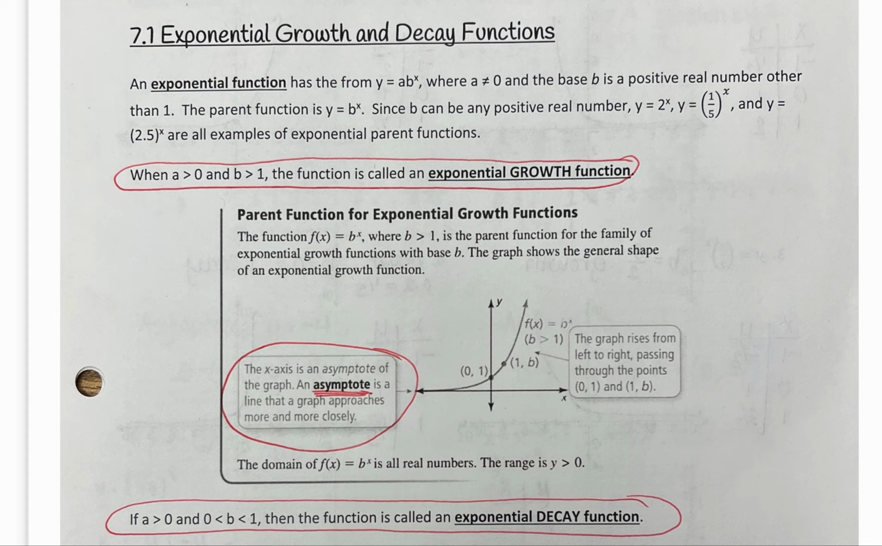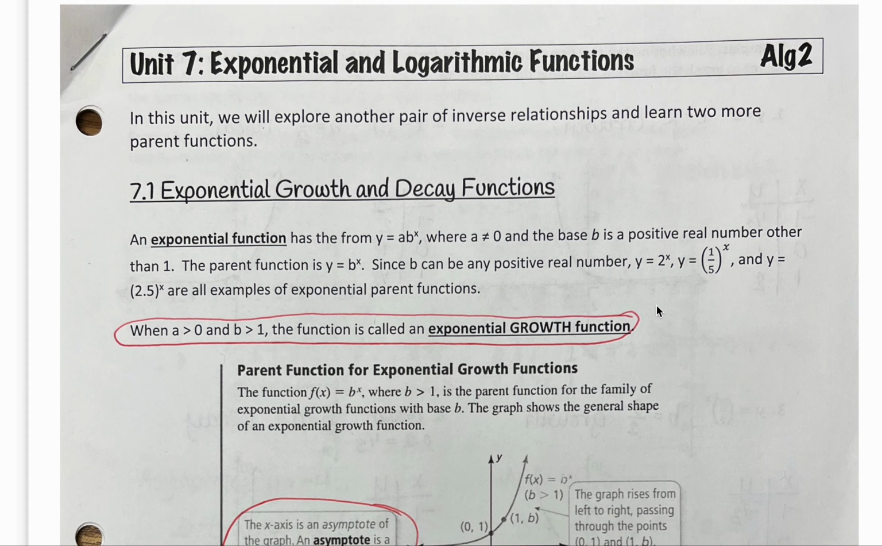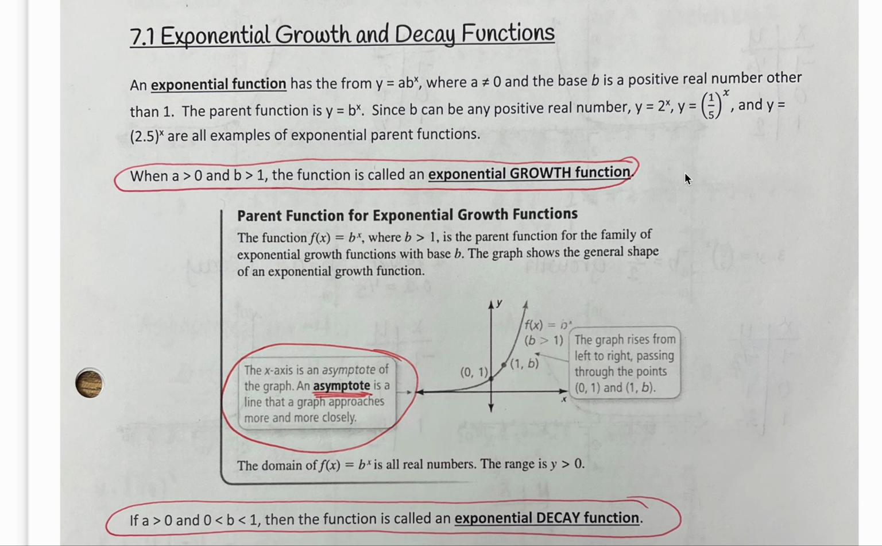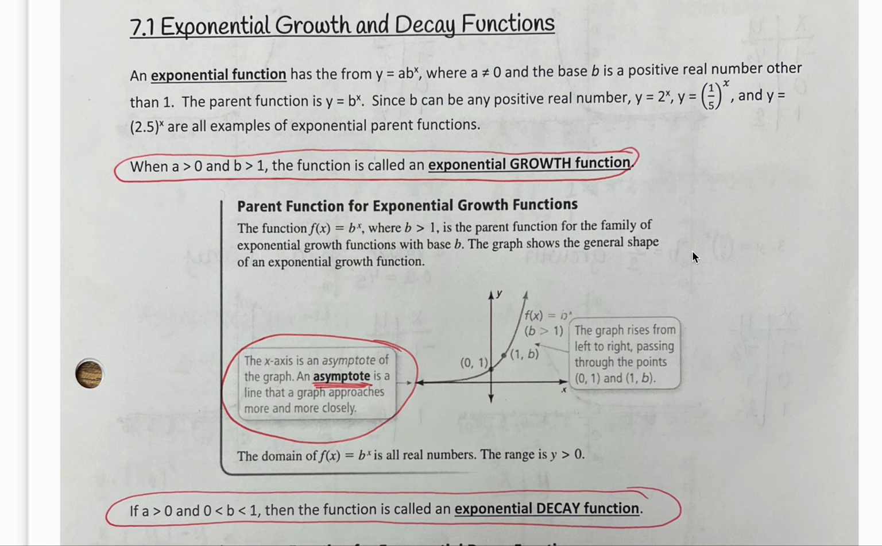So in this unit, Unit 7 is about exponential and logarithmic functions. This is a pair of functions that are another type of inverse relationship. In the last unit, we talked about inverses. Specifically, we worked with radicals and exponents being inverses of each other. And so we're introducing two new parent functions in this unit. We're going to start in section 1 by looking at exponential functions.